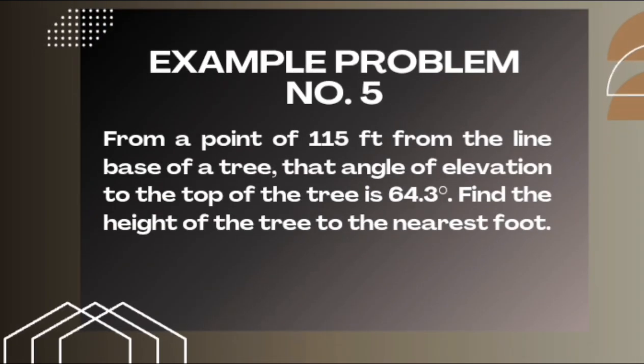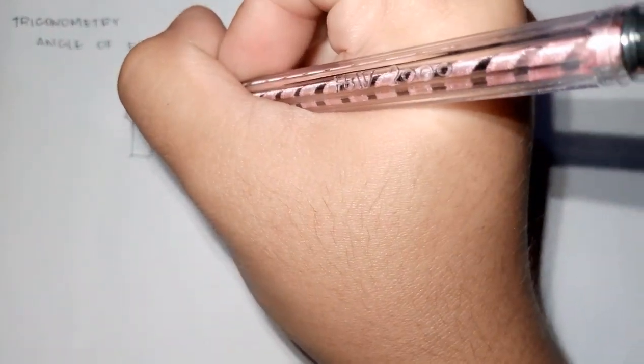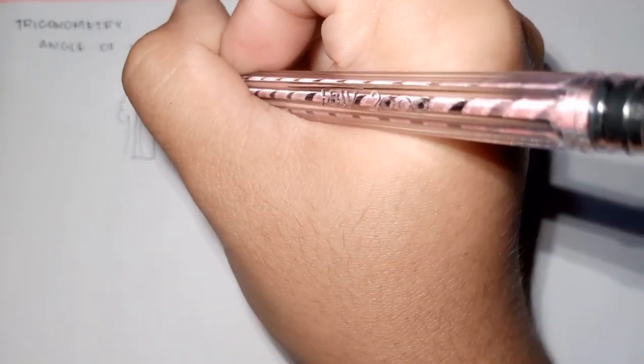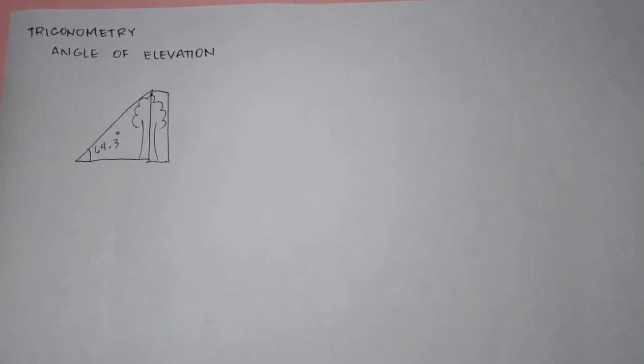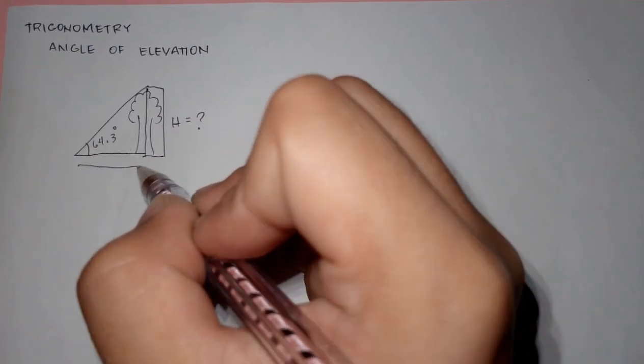Let's take a look at problem number 5 and solve it. Trigonometry, angle of elevation. Step 1. First, we can illustrate the problem for better visualization. As you can see, the given values are the adjacent side and the angle, which are 115 and 64.3 degrees respectively. The unknown value is the opposite side from the given angle.